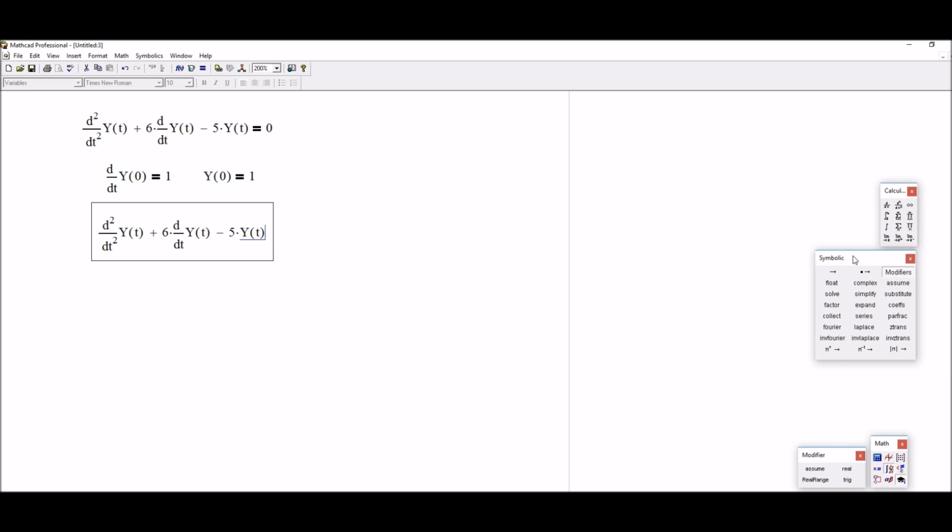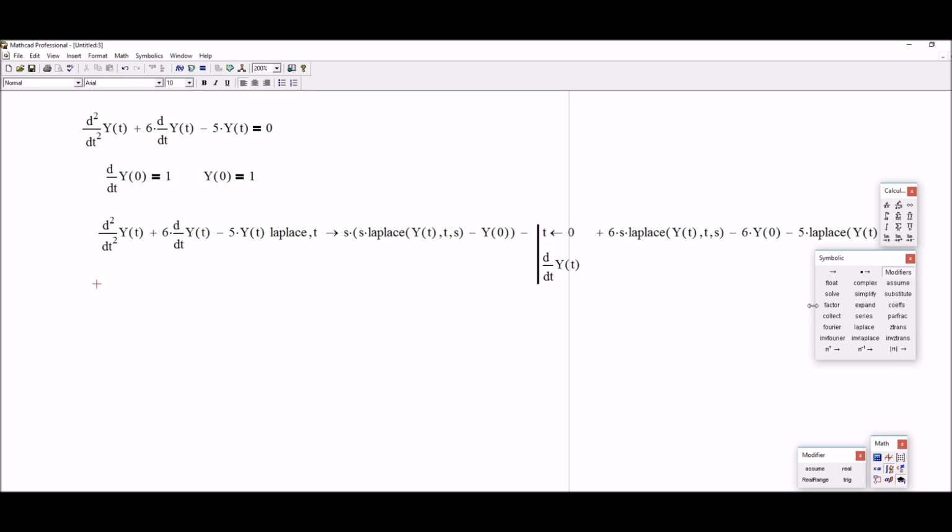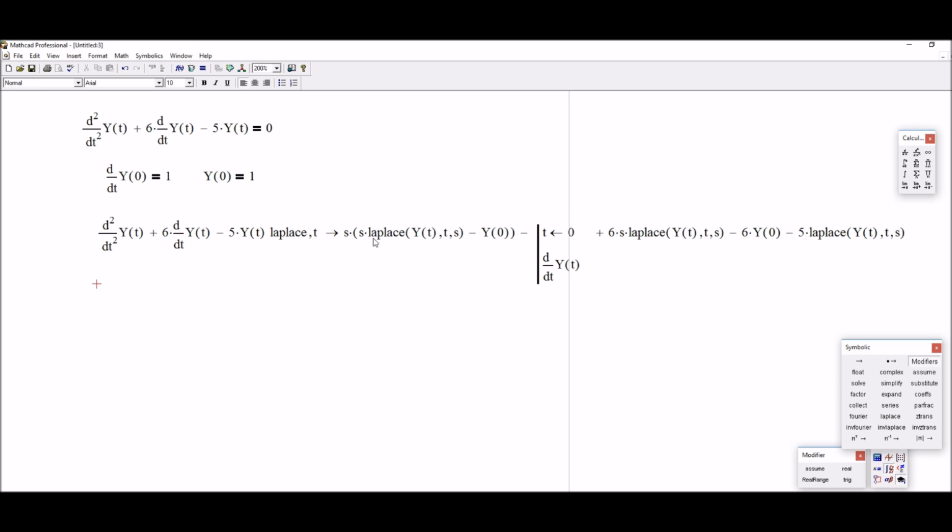I want to find the Laplace transformation of this one. So I will go to the symbolic toolbar here, and I will use Laplace. So that's for t, and this is the Laplace transformation. I have here 6 terms. The first one, the second one and the third one, these two are the initial conditions, and I have to write them manually.